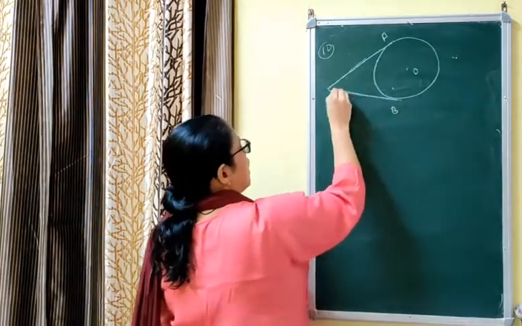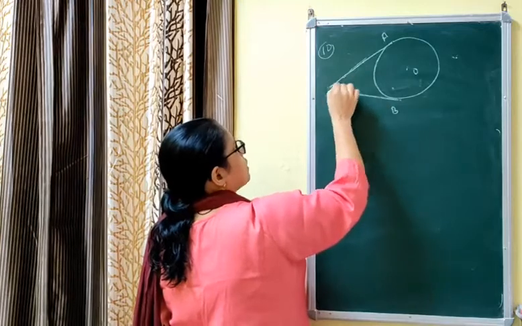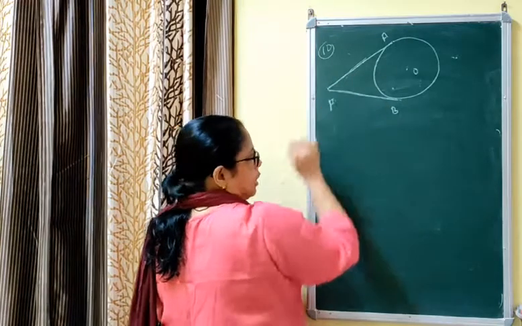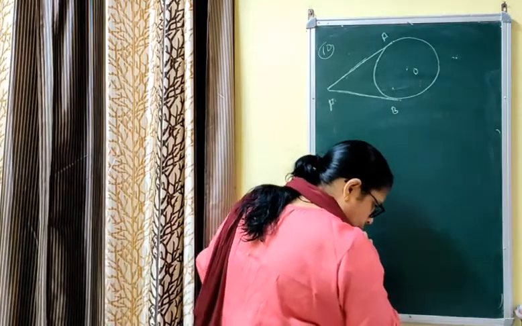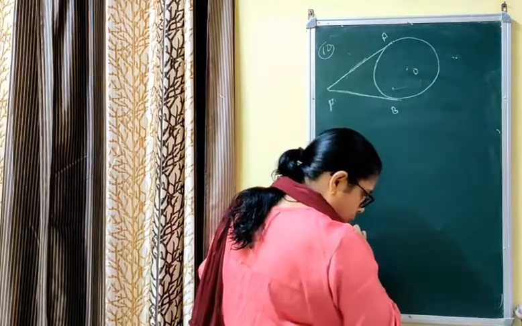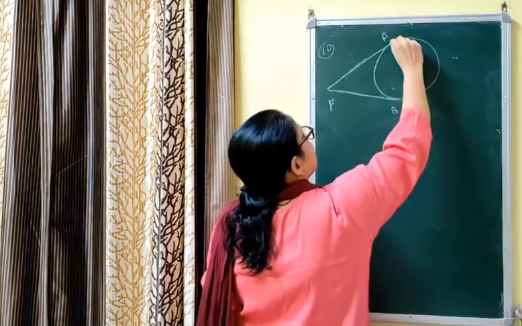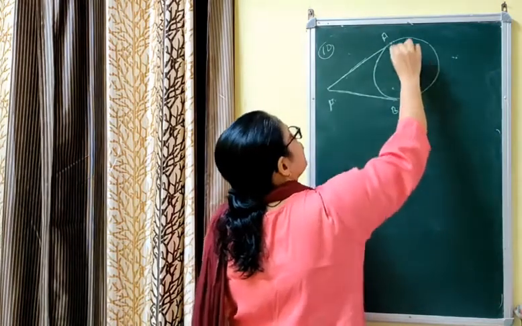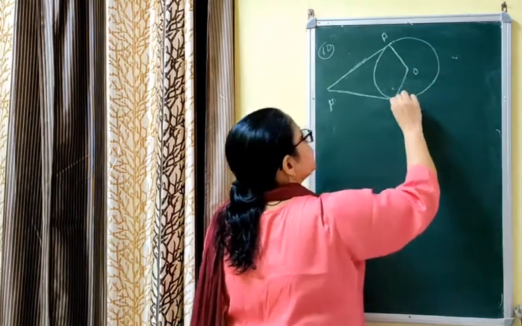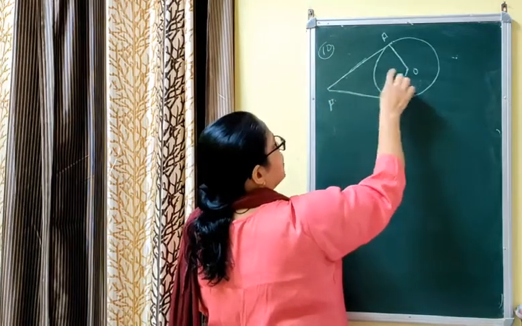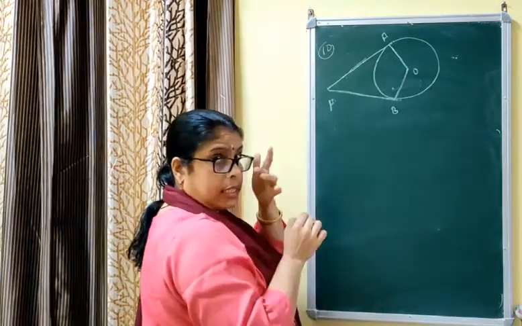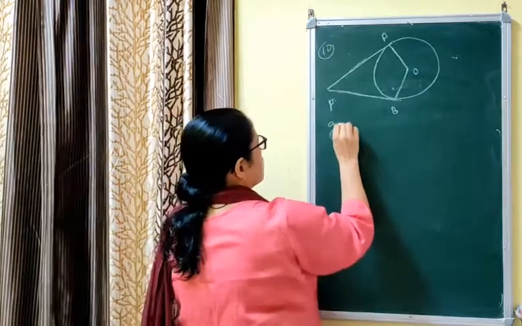This is the angle. The angle between the two tangents drawn from an external point to a circle is supplementary to the angle subtended by line joining the points of contact at the center. Line joining points of contact are these two. Joining at center means these two. You have to prove that the sum of this angle P plus angle O equal to 180 degree. आपको prove करना है.